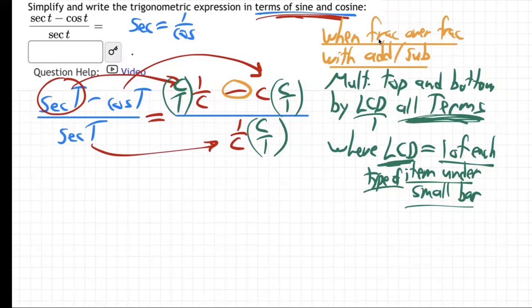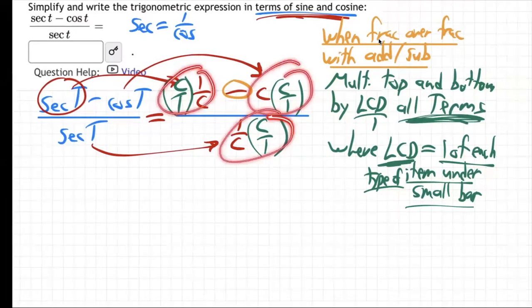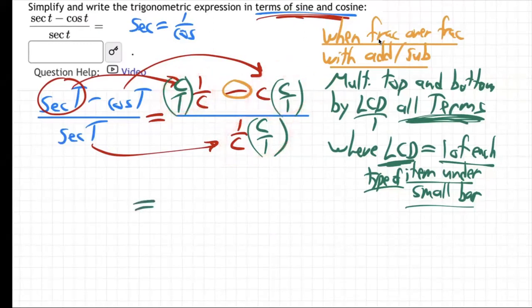It's going to be nicer and cleaner and no more fractions over fractions. So I'm doing the same thing on the top and the bottom. All the terms on the top and the bottom are getting the same treatment. So I'm not changing the value, which is important. That's what we do in math and science. We keep it the same, just looks different.